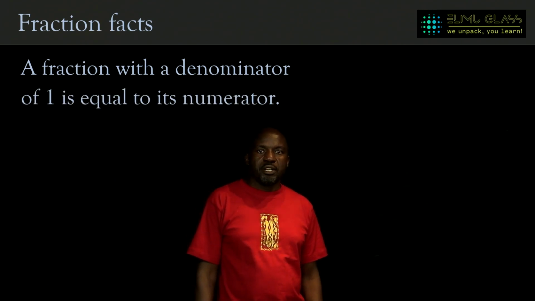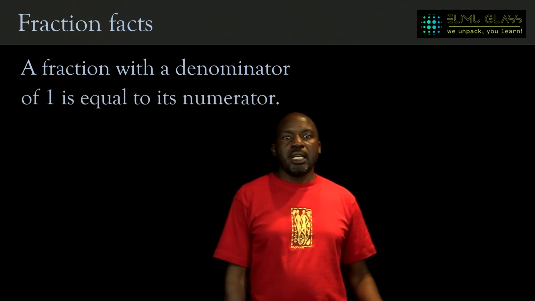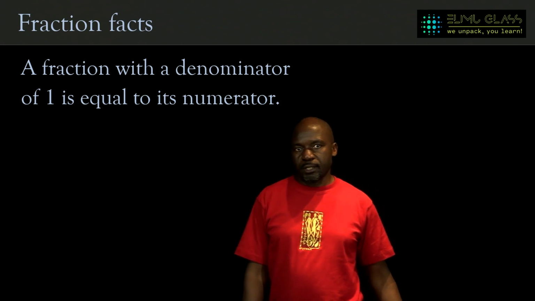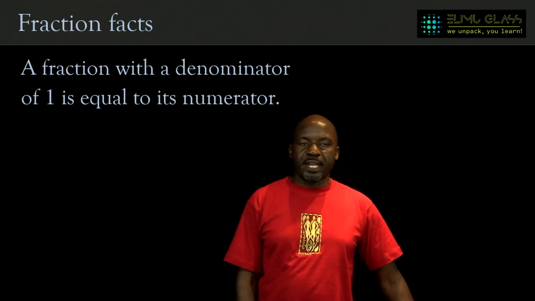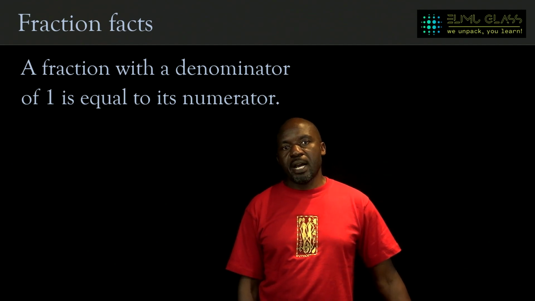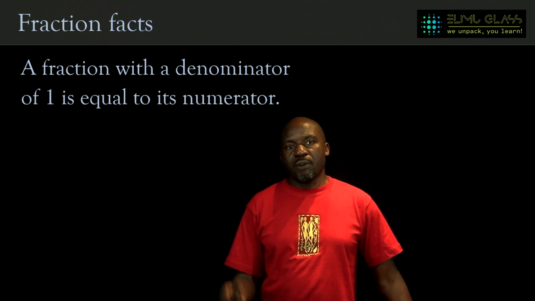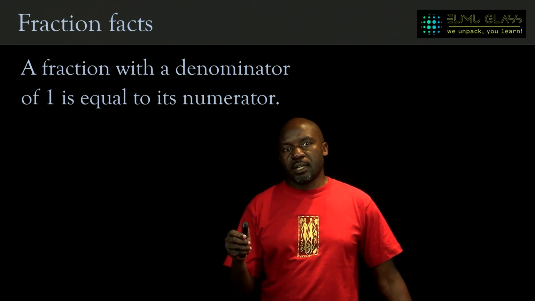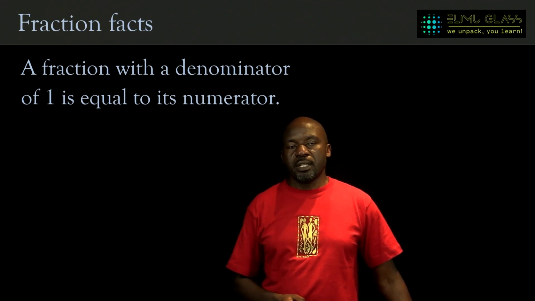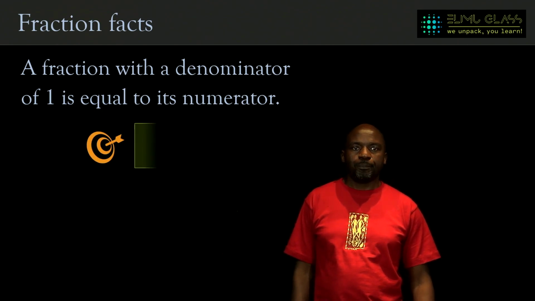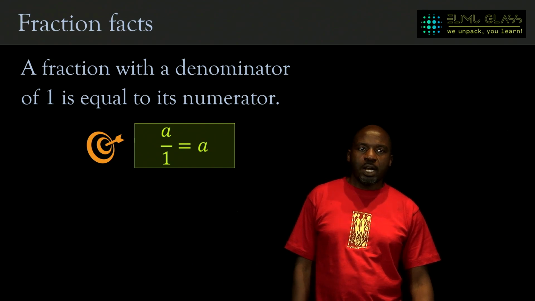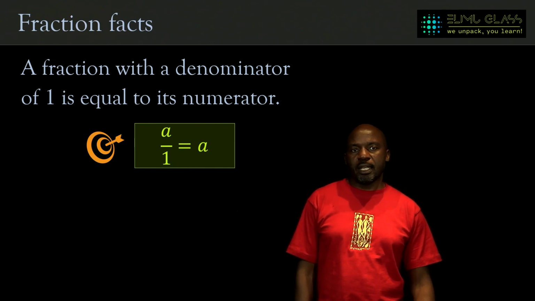Okay? All right, another fraction fact. A fraction with a denominator of 1 is equal to its numerator. So 20 divided by 1 is 20. 5 divided by 1 is 5. So a fraction with a denominator of 1 is always equal to the numerator. For example, a divided by 1 is the same thing as a.